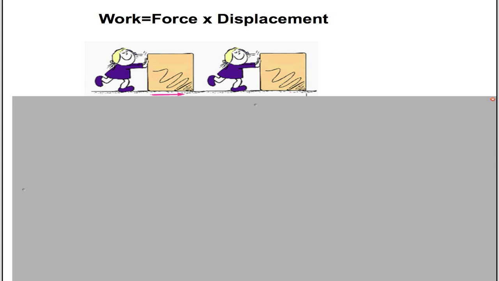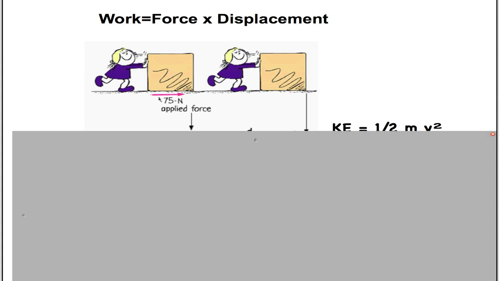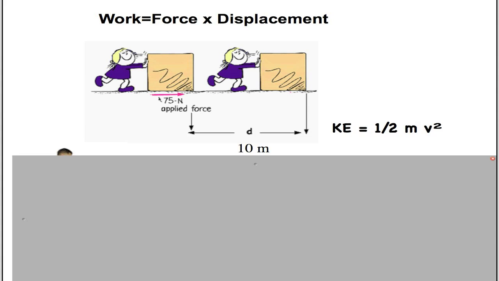So in this particular case, this young lady, say, applies a force on the block, and as a result pushes it a distance of, say, 10 meters, then the amount of work done is 75 newtons times 10 meters, or 750 Newton meters. And a Newton meter is usually defined as a joule. So Newton meter is a joule.